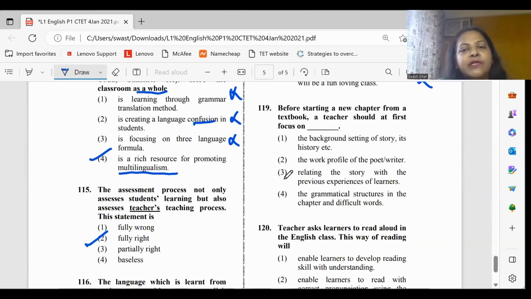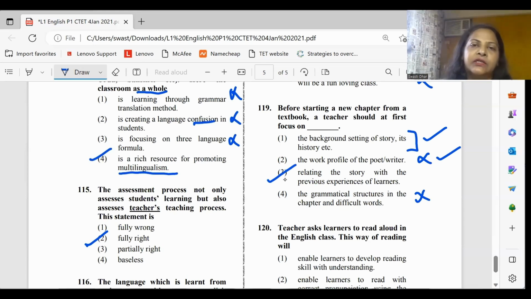Before starting a new chapter from a textbook, a teacher should first focus on. So what is the first thing that a teacher focuses on? Background setting and story of the history. Let's see if there's a better option. Grammatical structures, no. Work profile of the poet. So we should do this. It's not that we should not do this, but what is the first thing that you should do? You should relate the story with the previous experiences of the learner. So relating what you are learning or what the child is learning with their real life situations is the first thing that you should focus on, and then go back to doing everything else as a language teacher or even a subject teacher.